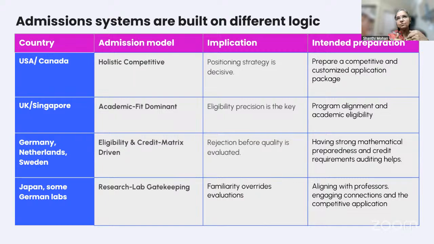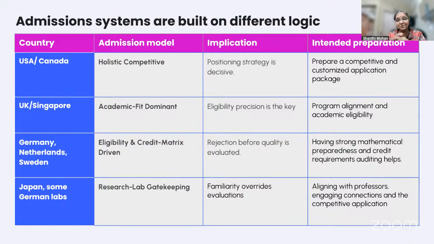In contrast to the UK and Singapore, who say, unless you're a fit to our academic profile, sorry, we can't really give you admission to the program. If you look at Germany, Netherlands, and Sweden, or some of the European countries, they go one step further and say, unless you absolutely match the credit matrix that they have set for you, even if you're an A-class student with an excellent research background, I'm sorry, we cannot give you admission.